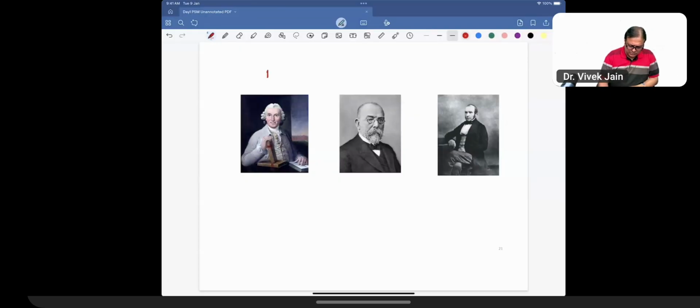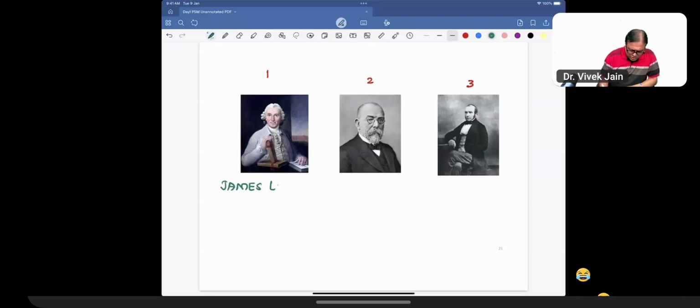So this is a spot map. Number one, number two, number three. We look at number one first. A person known, who is number one? John Snow. Number one, Robert Koch. Few of you are writing correct. Leeuwenhoek. Leeuwenhoek का PSM में क्या करेंगे? It is James Lind.